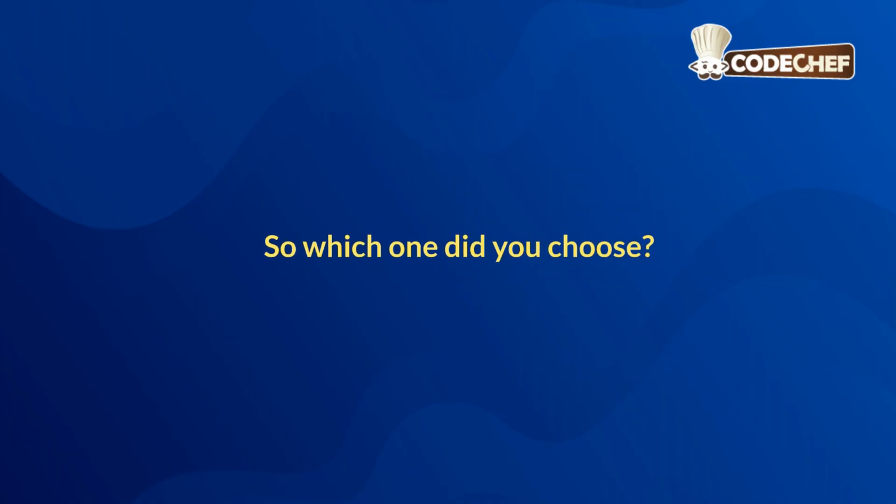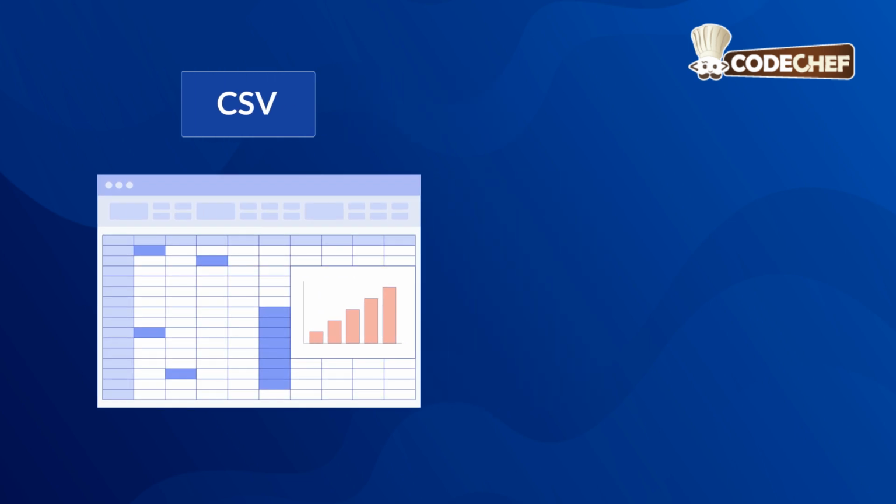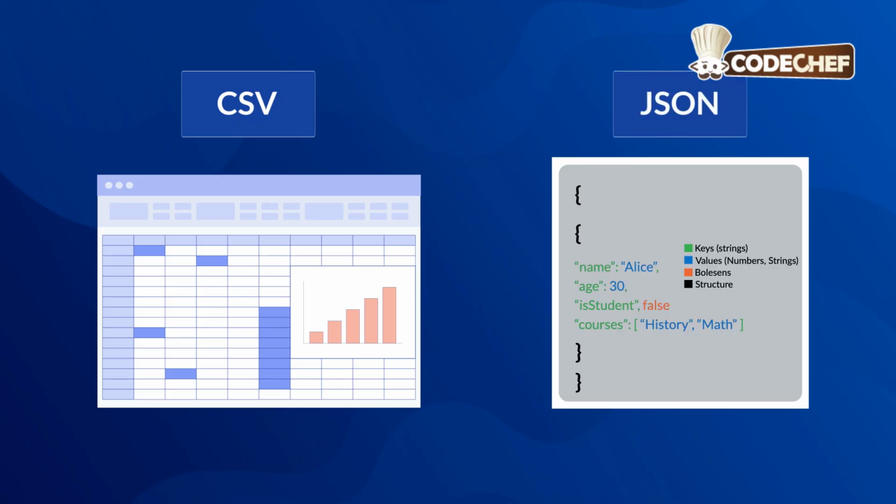So, which one should you choose? It's simple. Use CSV for flat, tabular data. Think spreadsheets, data logs, or any simple table. Use JSON when your data is hierarchical or nested. Think user profiles, application settings, or complex data from an API.